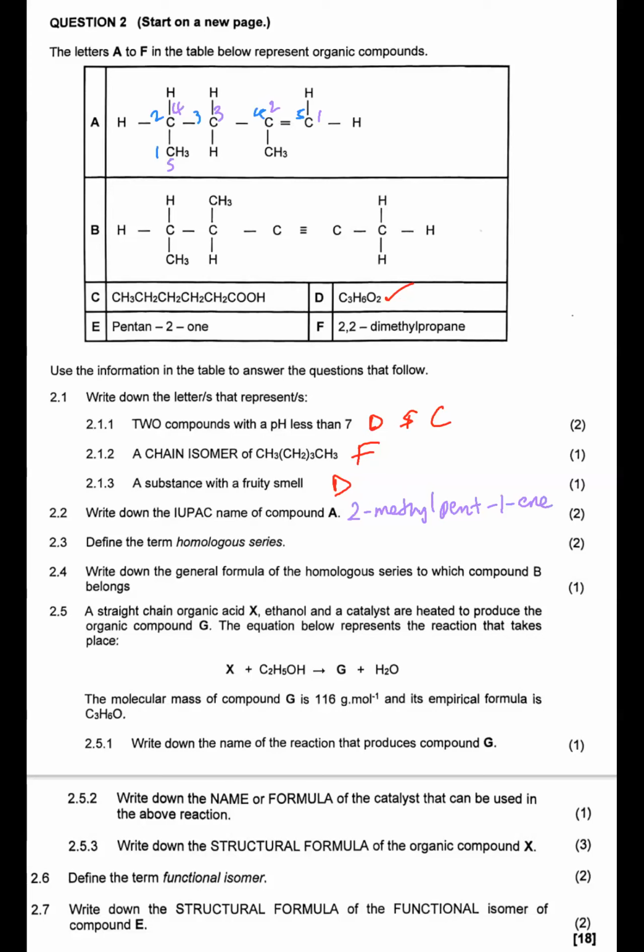Write down the general formula of the homologous series to which compound B belongs. B is an alkyne. CnH2n minus 2. Actually, one of the alkene.